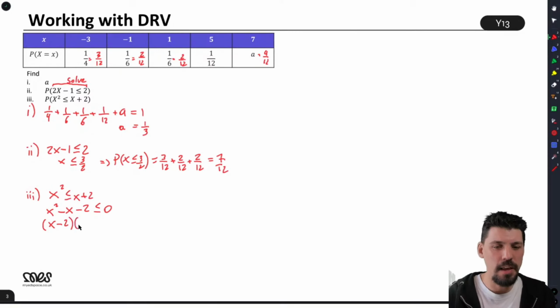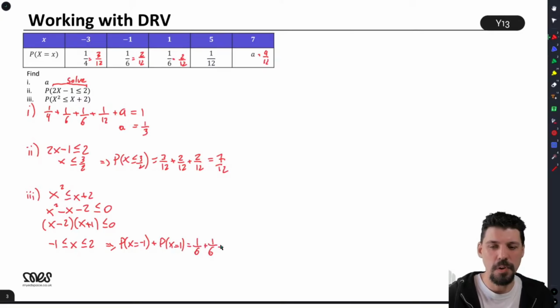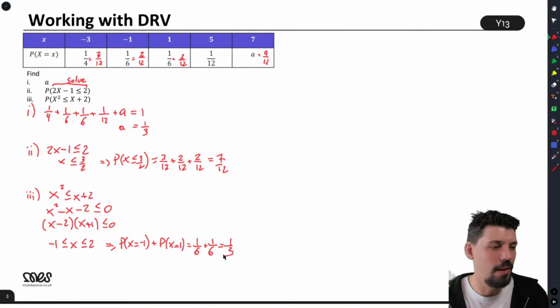This does factorize: x minus 2, x plus 1 is less than or equal to 0. So that is telling me that x needs to be between -1 and 2, and can be equal to those endpoints. So what values of x do I want? Well, we want -1 is legit, 1 is legit, so we get 1/6 plus 1/6, which is 1/3. Yes, he had from -1 to 2. Brilliant.